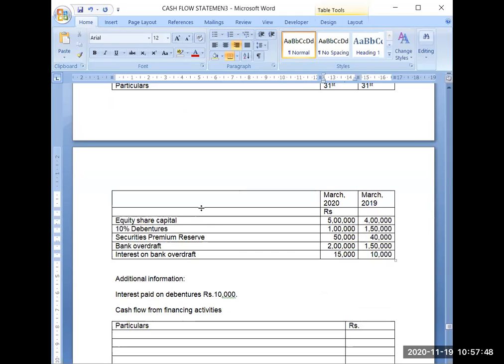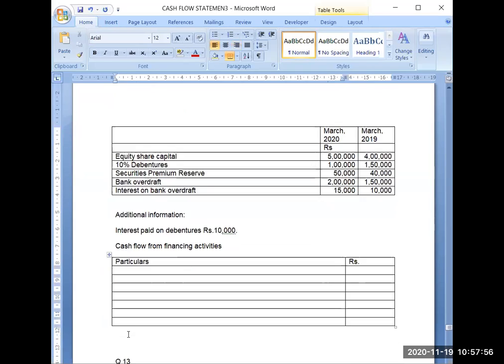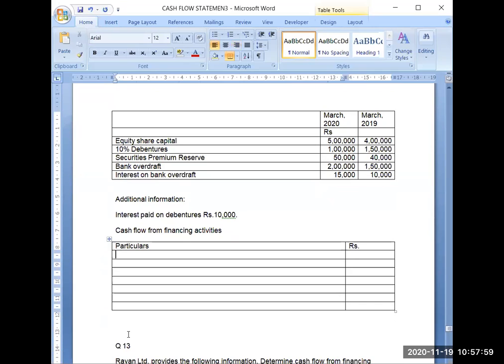So equity share capital was last year 4 lakh rupees, and now it is 5 lakh rupees. So how can it increase? It can increase only by the issue of equity shares. So we will write cash proceeds, or we can simply write proceeds also. Proceeds from issue of equity shares, 1 lakh rupees.